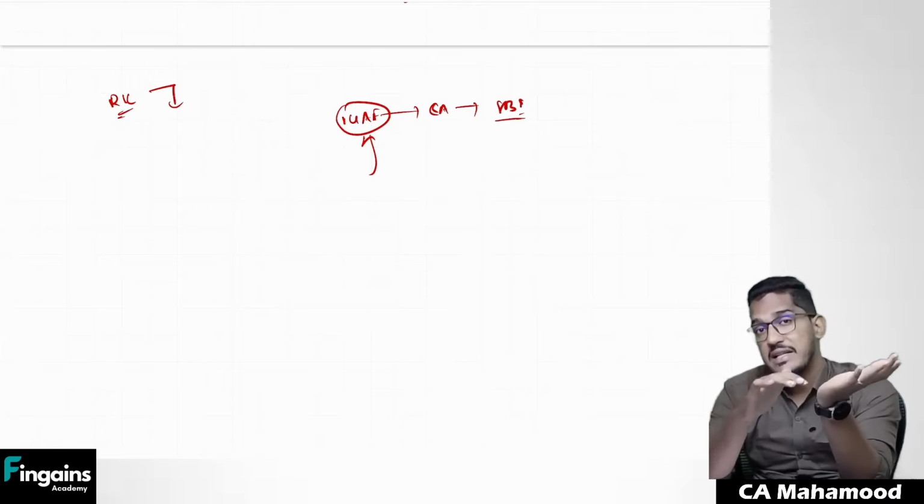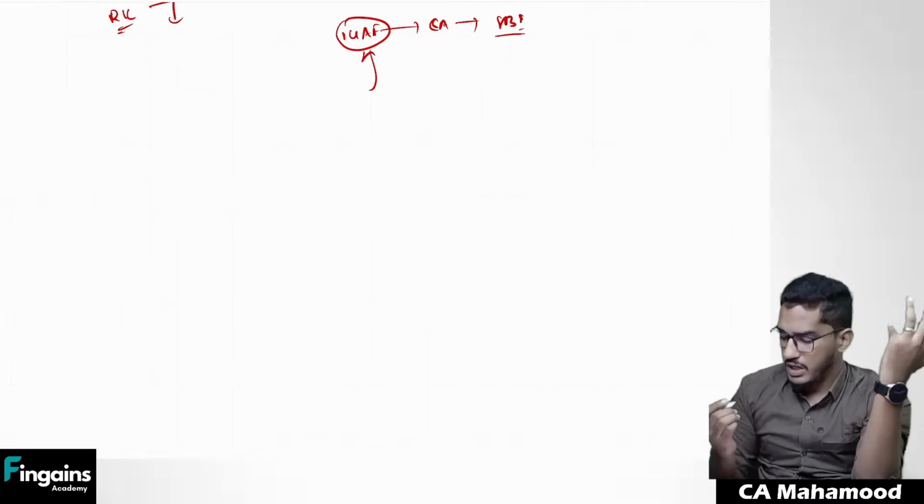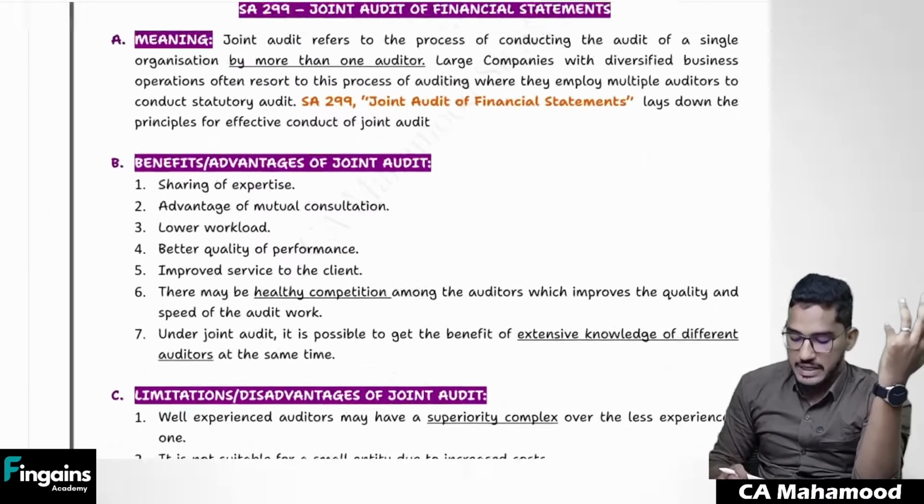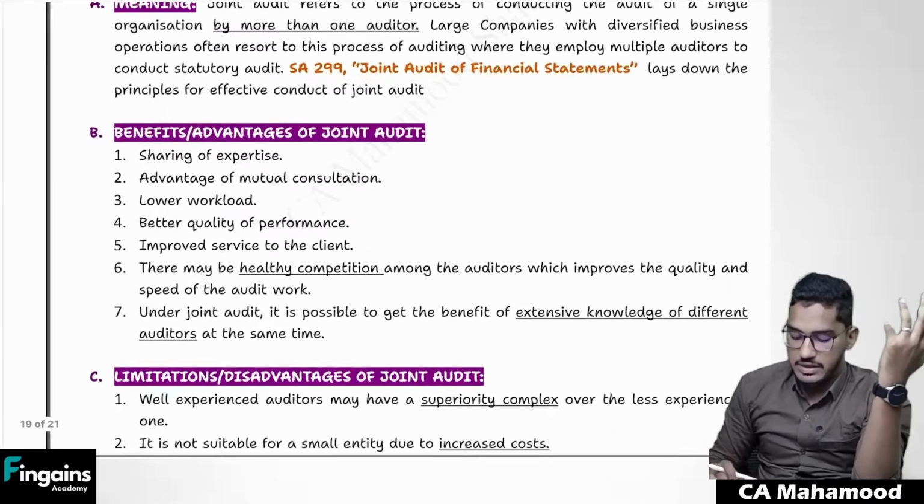So now a doubt will come, sir, why joint audit? What is the purpose of having the joint audit? Why does an entity need more than one auditor? Very simple. If you have joint auditors appointed, there are various advantages. Companies are finding huge advantages in appointment of joint auditors. Sir, what are the advantages?